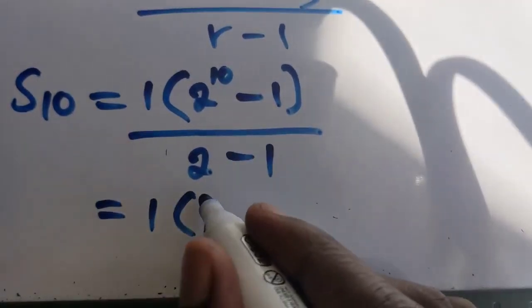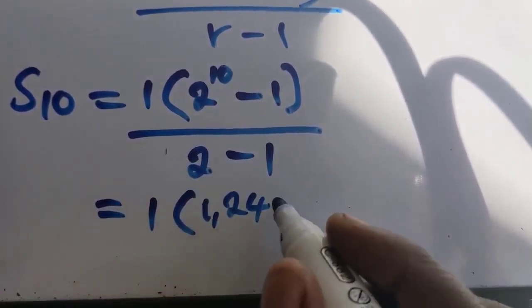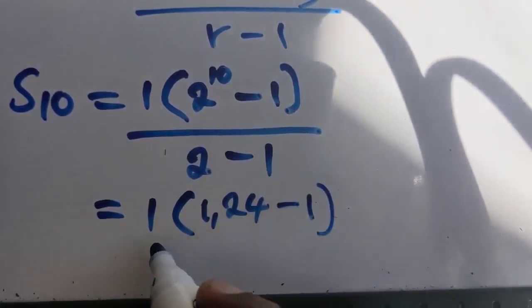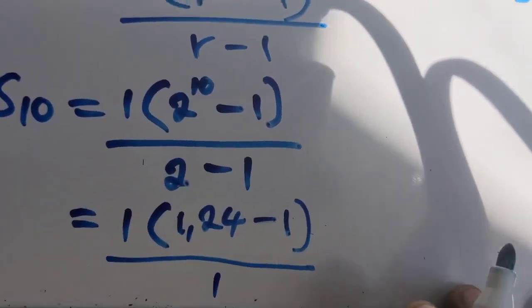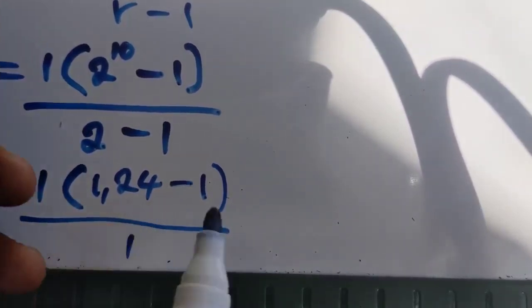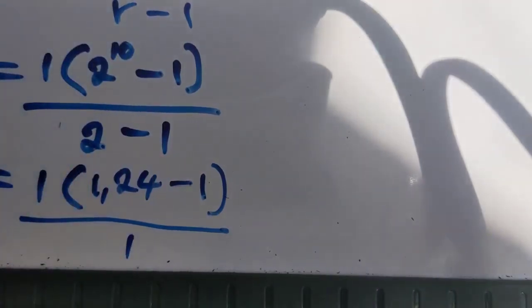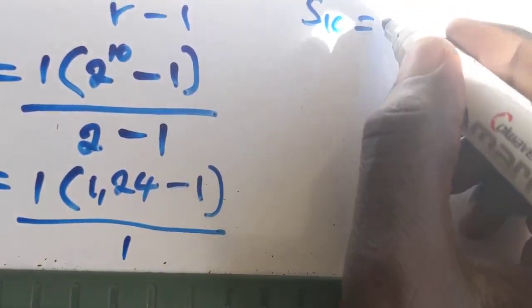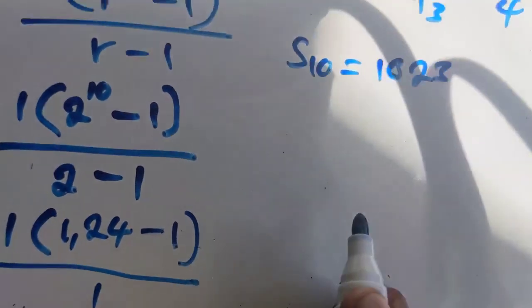So you put 1024, then there is minus 1. You just say minus 1, then it's over. 2 minus 1 is actually 1. So here it is showing that we should subtract 1 from it. That is 1023, so the sum of the first 10 terms is equal to 1023.